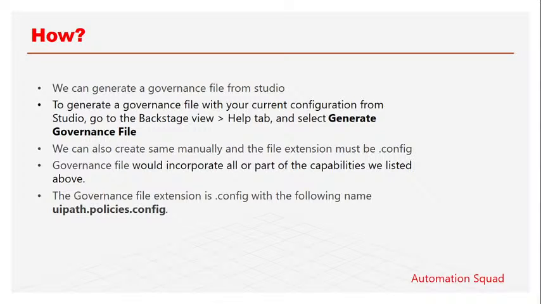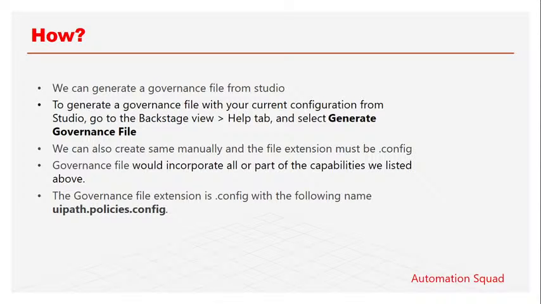This policy file has sections for Studio, StudioX and Studio Pro. Each section has separate rules. If we want to change something in Studio, we have to go to the Studio section and change it over there. If you want to change something in StudioX, we have to go to the StudioX section in the governance file and change it. Likewise in Studio Pro also. For example, we can set a policy to allow UiPath packages but not custom or user-defined packages. That means the user can use only UiPath packages and is not allowed to use custom or user-defined packages.